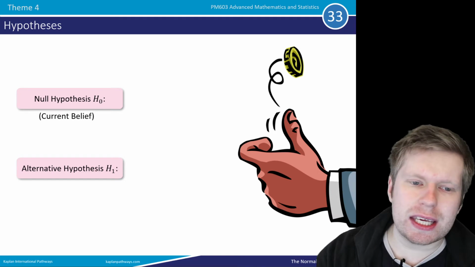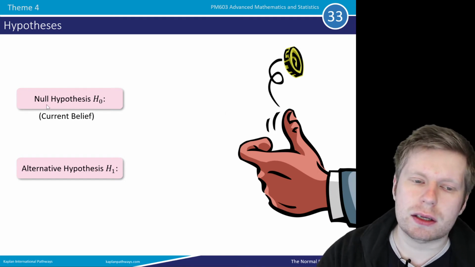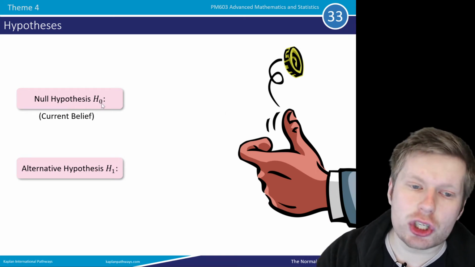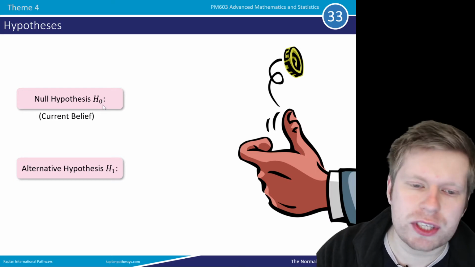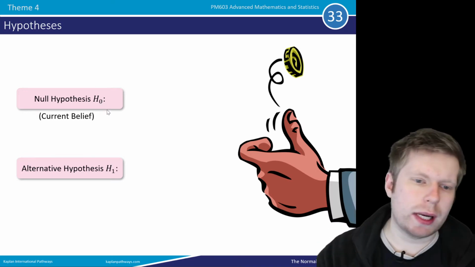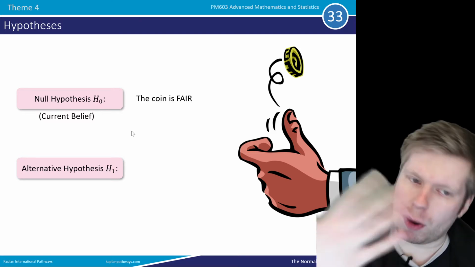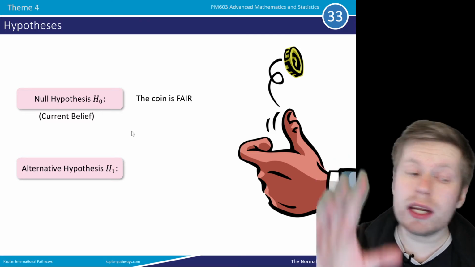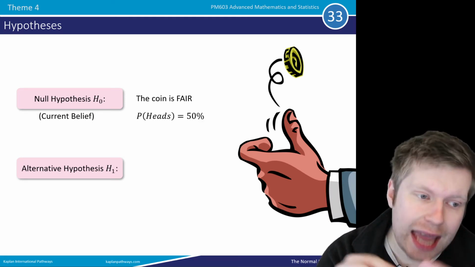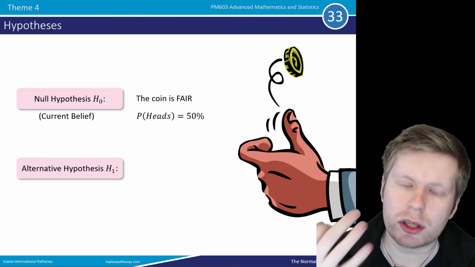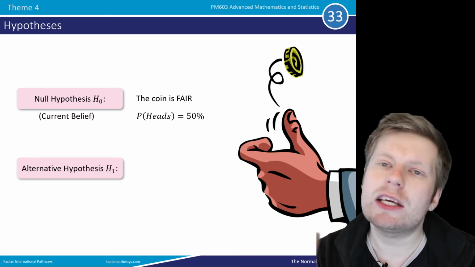Now the notation which I'm going to give to the null hypothesis, the current belief, is H0, okay? So H0 is going to be my null hypothesis. So H for hypothesis, and then the naught is the original belief, okay? Now, my original belief, my null hypothesis, is the coin is fair, okay? That's what I currently believe. In other words, the probability of obtaining a heads from this particular coin, so I'm going to look at the perspective of obtaining heads, is equal to 50%.